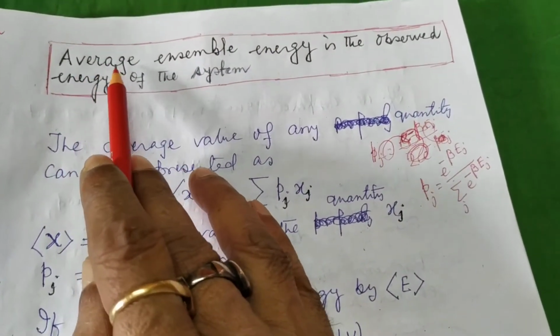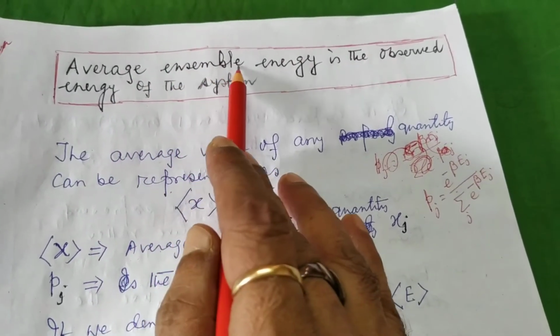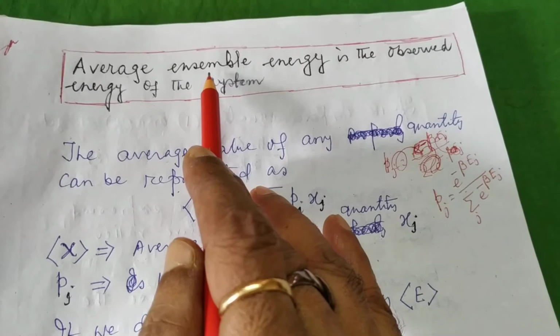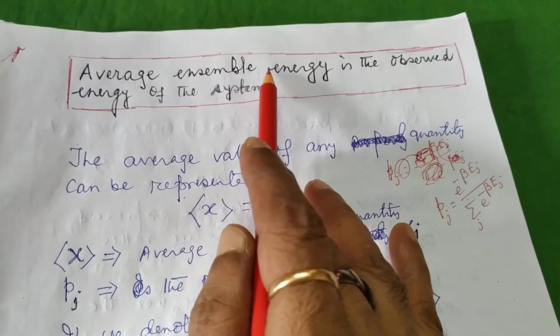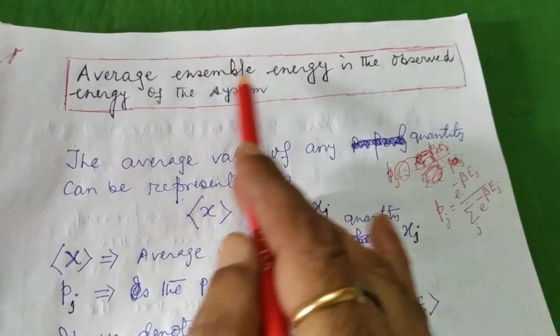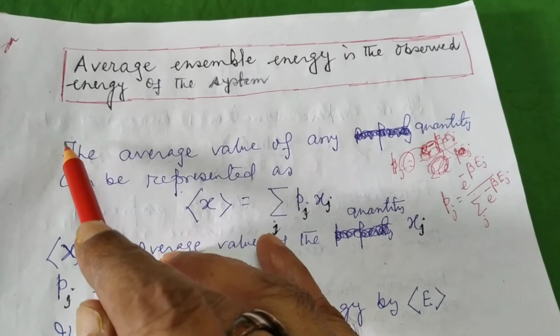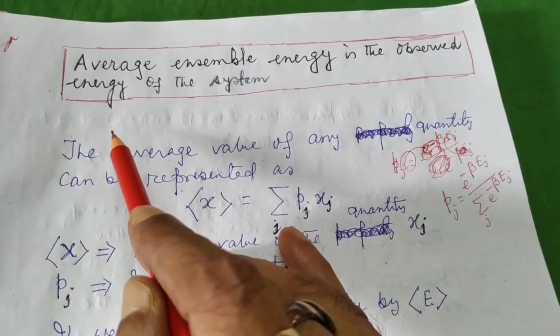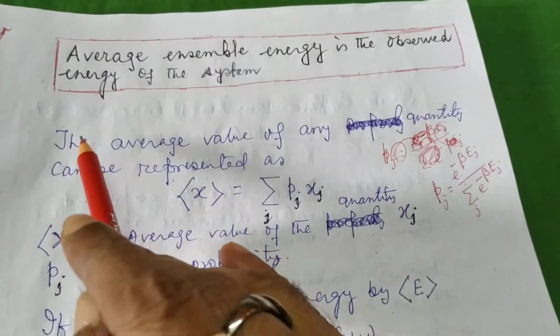In this present class, I will discuss average ensemble energy, and we will show that the average ensemble energy is the observed energy of the system. So first of all, we will calculate or find out the average ensemble energy.